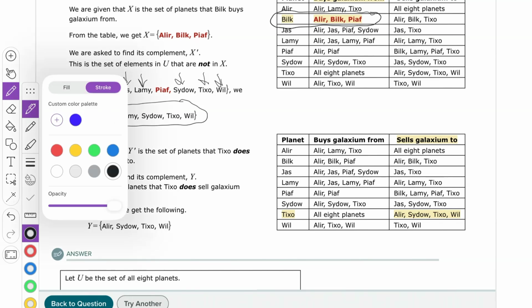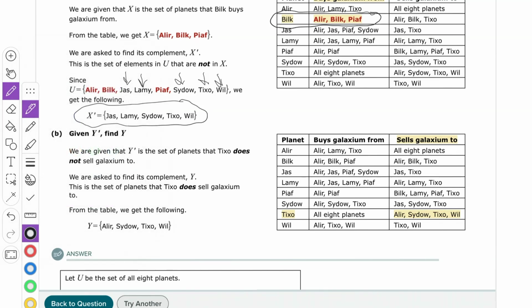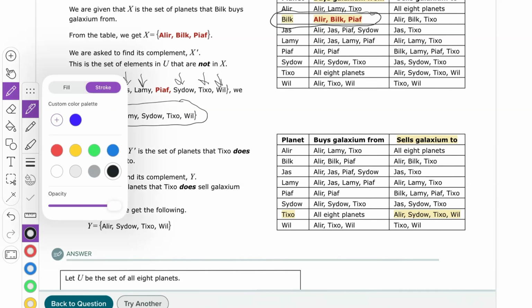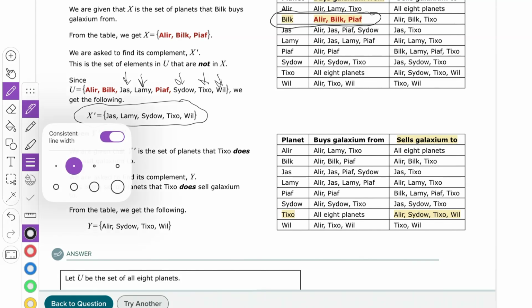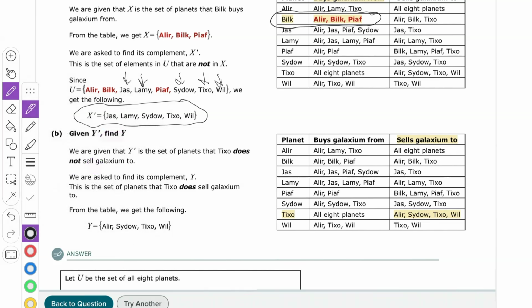I just want to make my pen a little bit stronger here, a little bit bigger. Oh, there it is. Okay, I want to make my pen a little bit bigger.